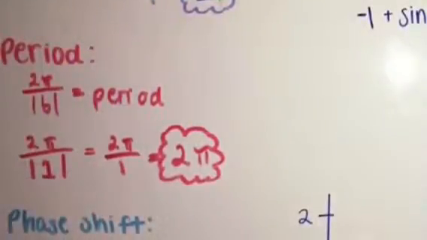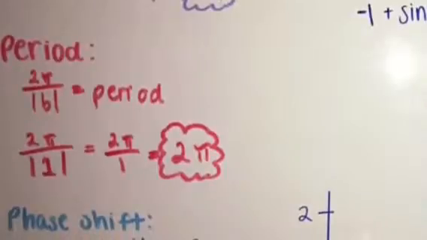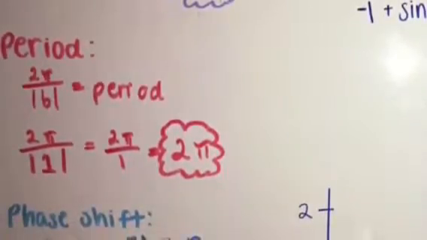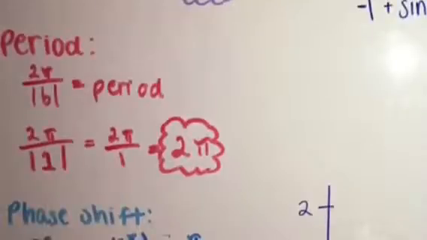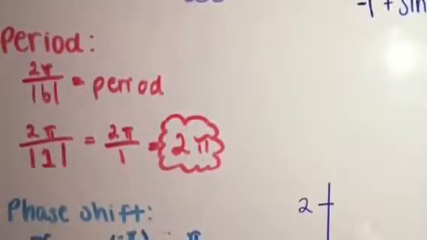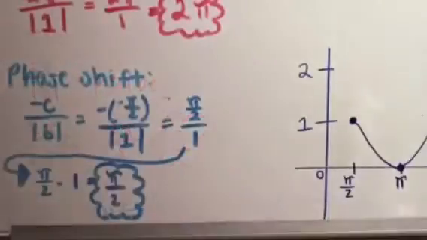In a sine graph, the period equals 2 pi over the absolute value of b. In this case, b equals 1, therefore 2 pi over 1 equals 2 pi. Phase shift will always equal -c over the absolute value of b. In this equation, c is already negative, therefore making the negative c a positive c. So, c is pi over 2, and again, the absolute value of b is 1.